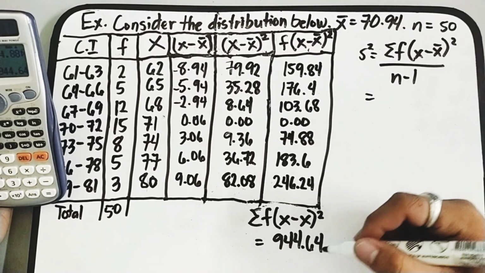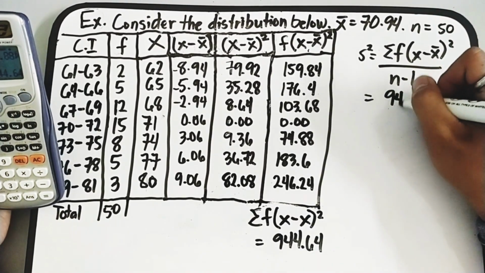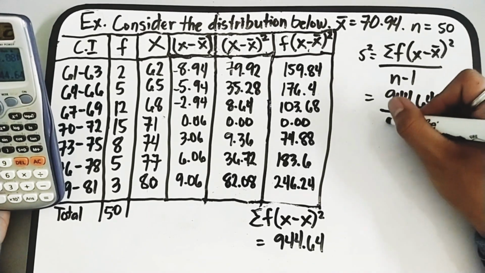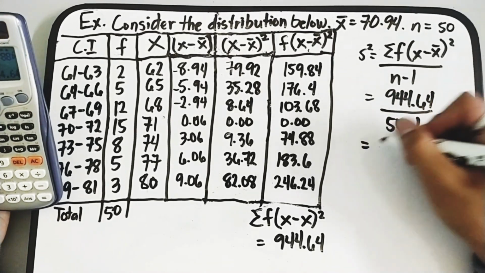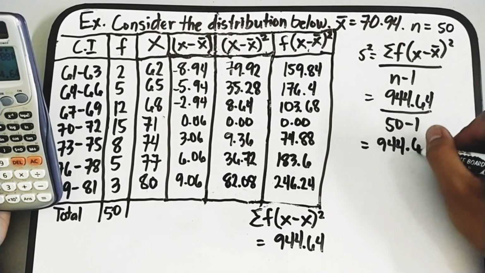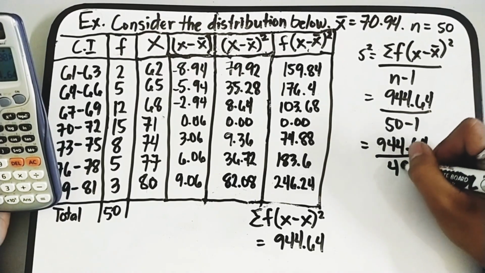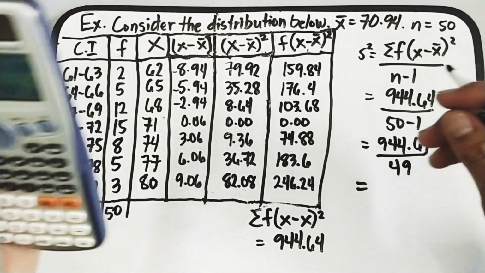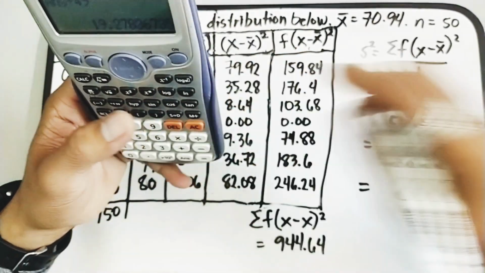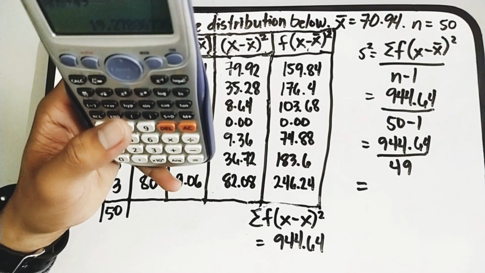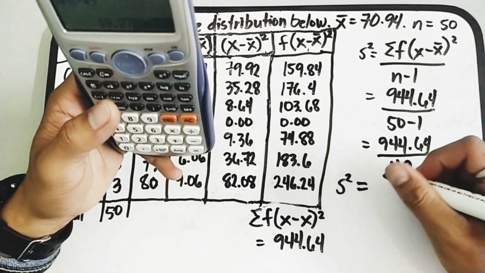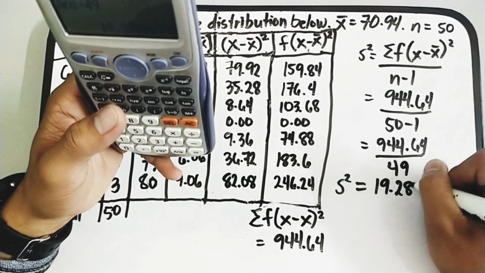So, we can now substitute the value of this one, 944.64 all over 50 minus 1. Therefore, 944.64 divided by 49. The answer is 19.28. Okay? We have s squared or yung variance is equals to 19.28.